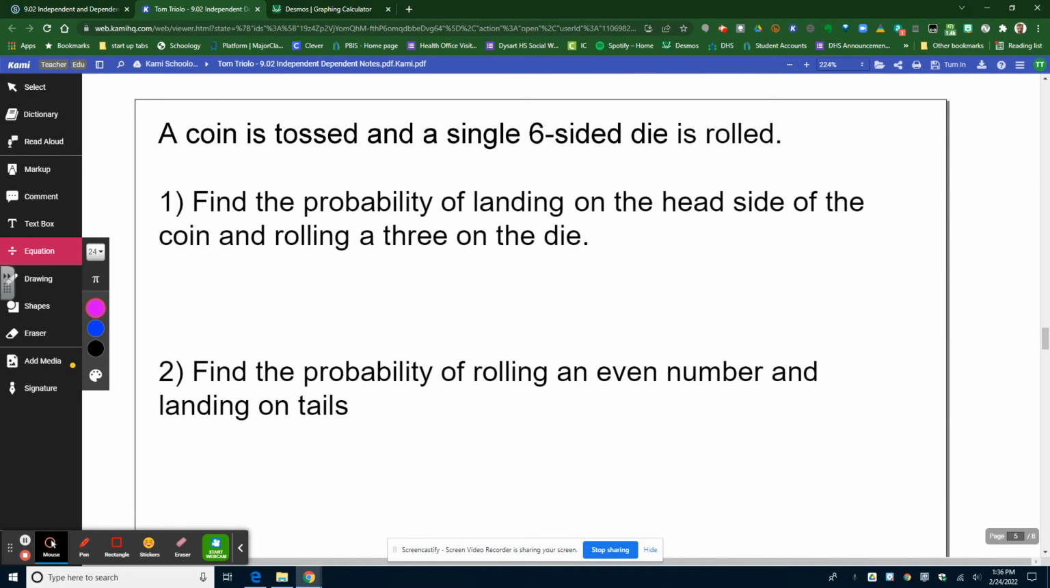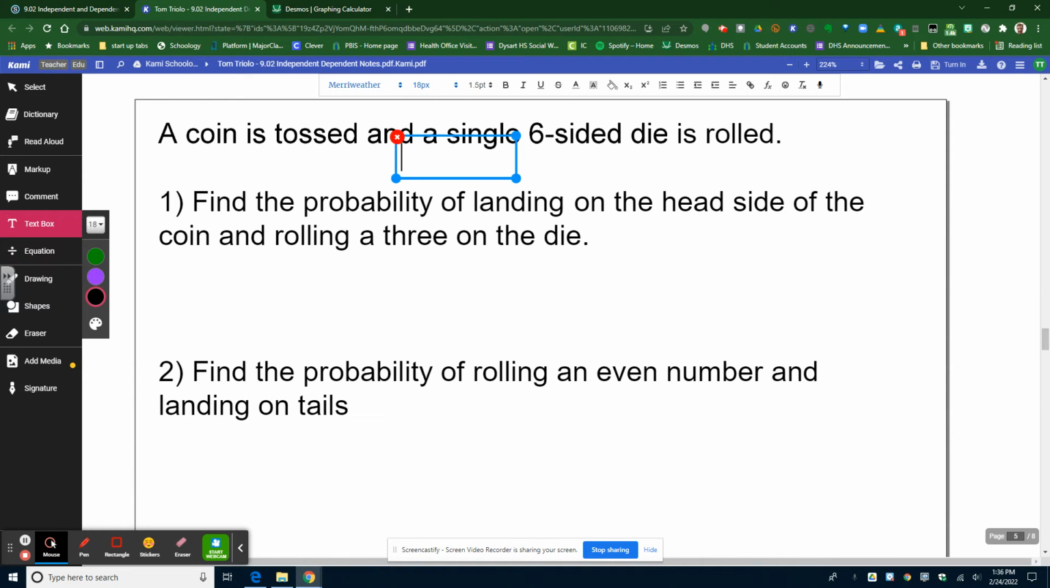All right. A coin is tossed and a 6-sided die is rolled. Independent or dependent? These are independent. They're two separate things. So let's write that down first. Independent. One does not depend on the other.